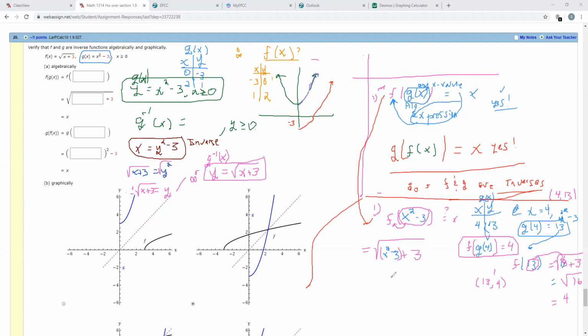And now we simplify. Well, there's an invisible multiplication of 1 here. 1 times x squared minus 3 won't change anything. So we get square root of x squared minus 3 still, plus 3. And now I'll clean this up. The negative 3 plus 3 add up to 0. So we're left with x squared. And then the square root of x squared is x.